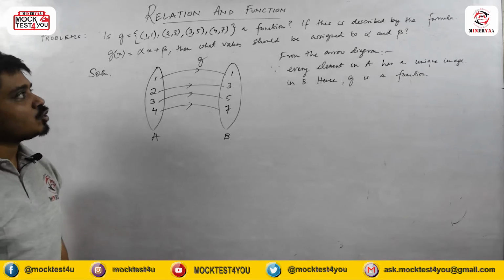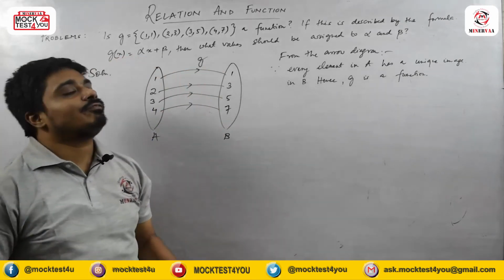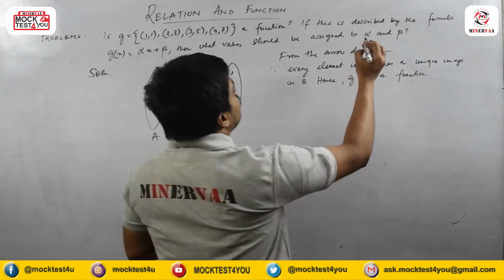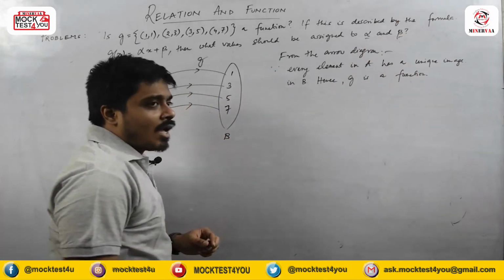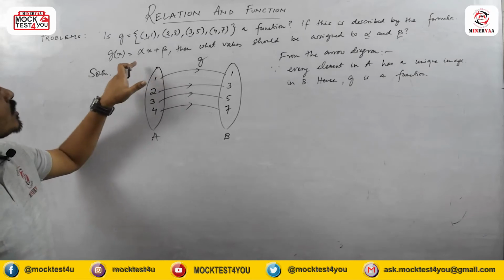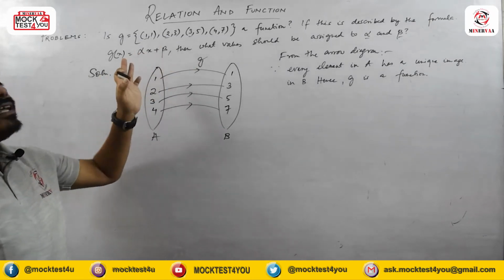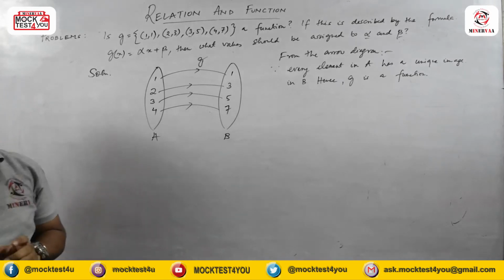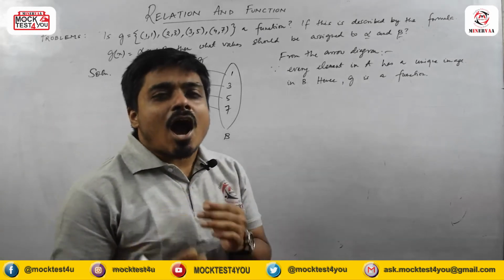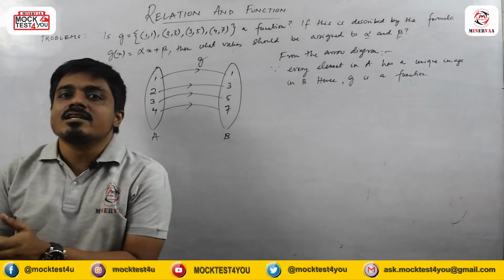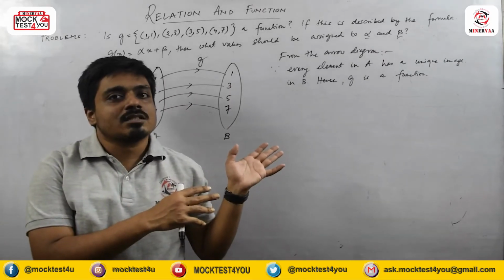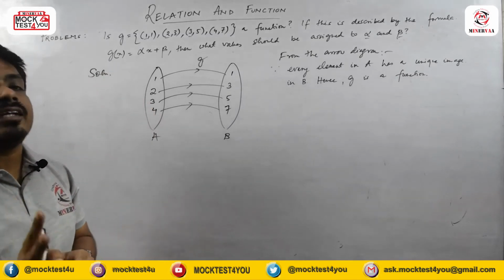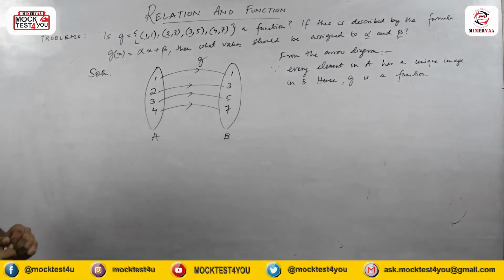Now the next thing: if this is described by the relation g(x) = alpha x plus beta, we have to find the values of alpha and beta. So basically we need to find the values of two variables, right? Now this alpha x plus beta is a linear equation. When it's a linear equation in two variables, how many linear equations do we need to find the values of the two variables? I need two linear equations. So I will try to find two linear equations to get the values of alpha and beta.